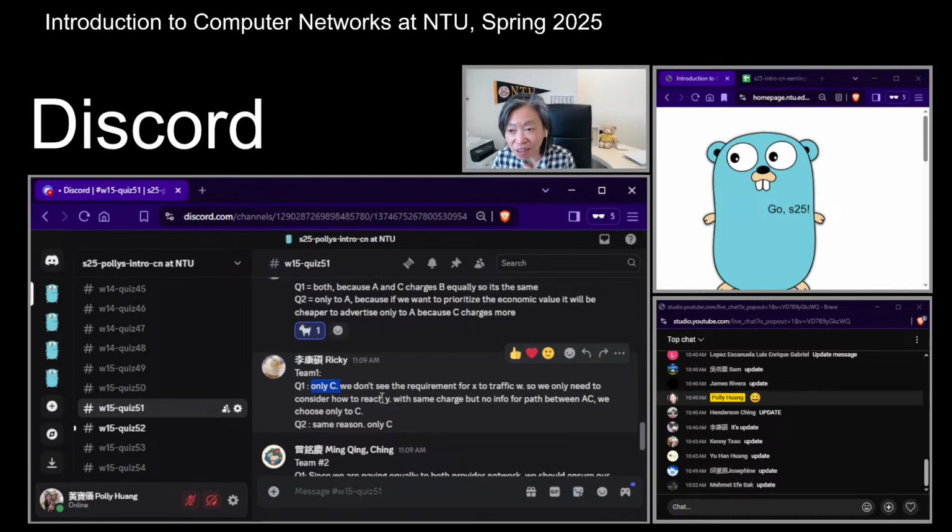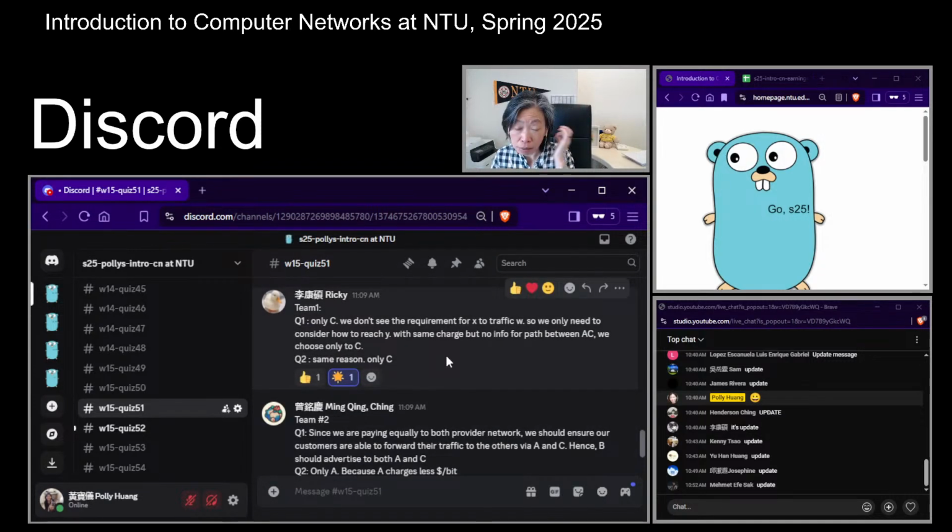B forwards BX only to C. Because at this point, there's no need for traffic going to or from W. And you know what? B going to C, if Y sends data straightforward to X, that seems to be a shorter route and the charge is the same. Unique answer. Cool, cool. But on the other hand, the other teams say if you send to both A and C, then in case W begins to need to send data to X, there's a path readily available.